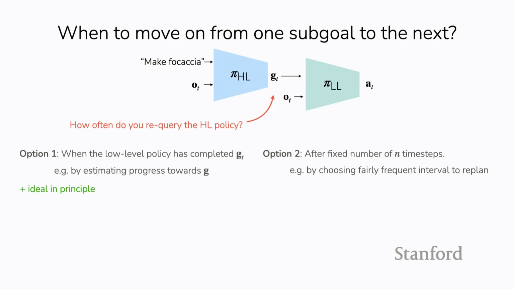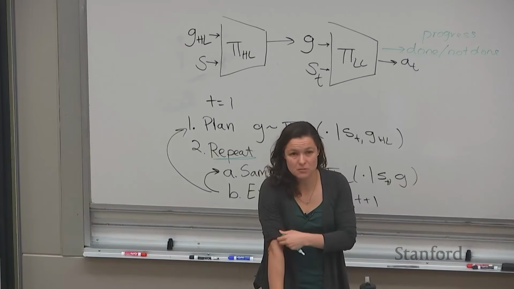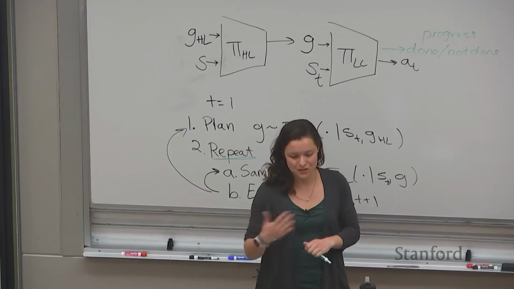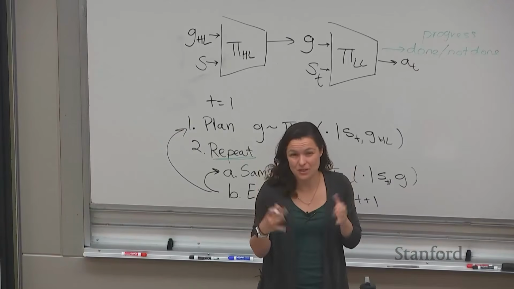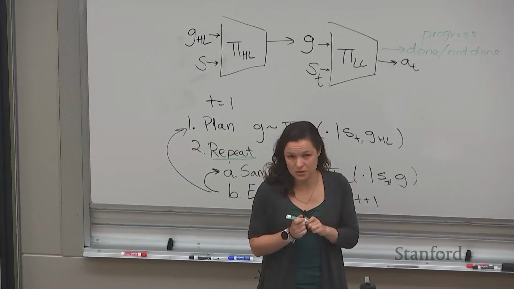For the first case, where we're doing something after we've completed a goal, this is actually ideal. If you do this well, this should be the most compute efficient, because you're waiting for the low-level policy, and you don't need to rethink how you're doing the task while the low-level policy is executing.